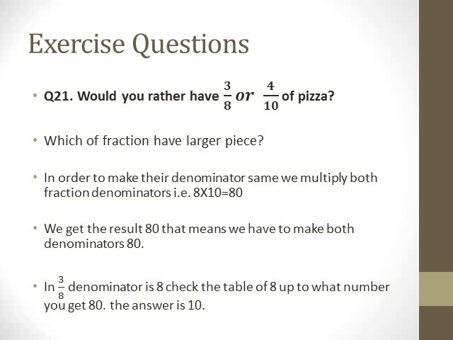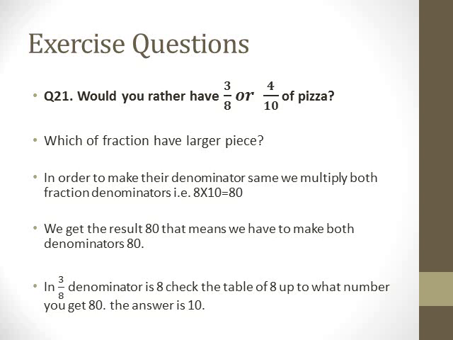In 3/8 the denominator is 8, so check how many times you need to read the table of 8 in order to get 80. When you read the table of 8: 8 1 8, 8 2 16, 8 3 24, 8 4 32, 8 5 40, 8 6 48, 8 7 56, 8 8 64, 8 9 72, and then 8 into 10 is 80. So you need to read up to 10 times, and you will get 80. That means we have to make both denominators 80.